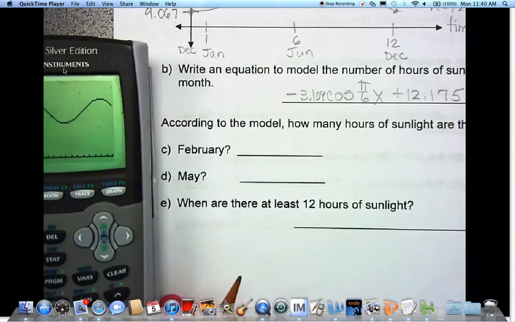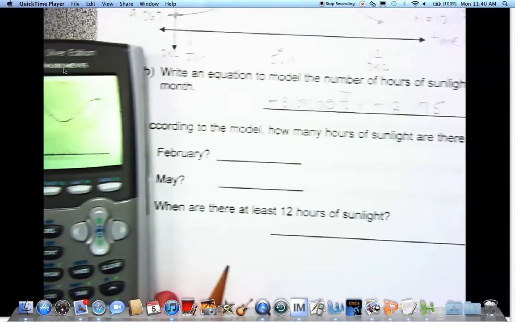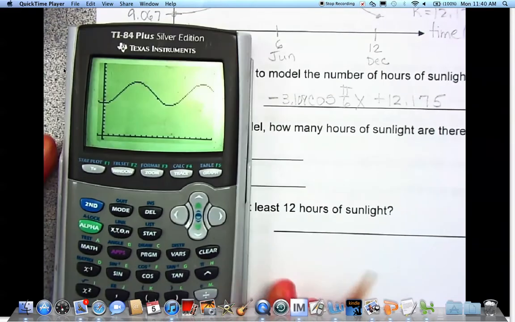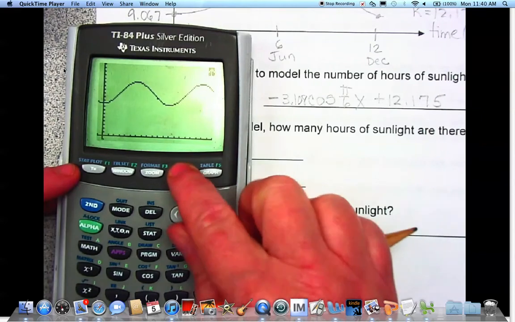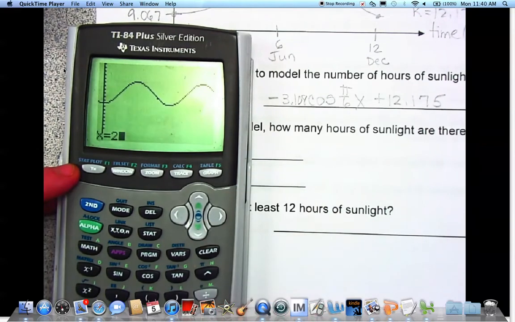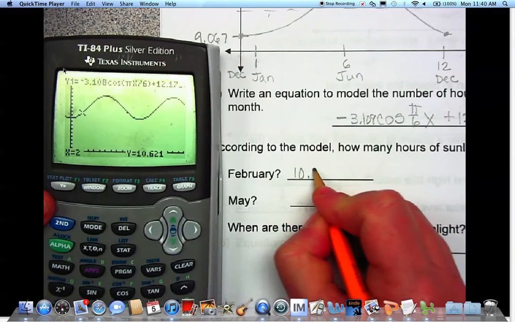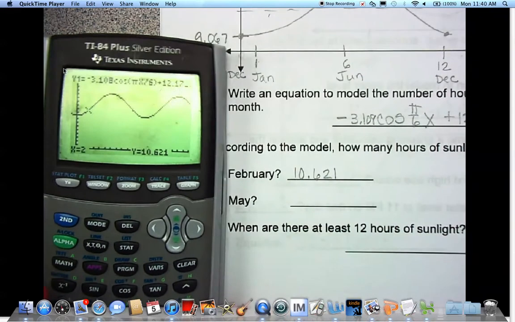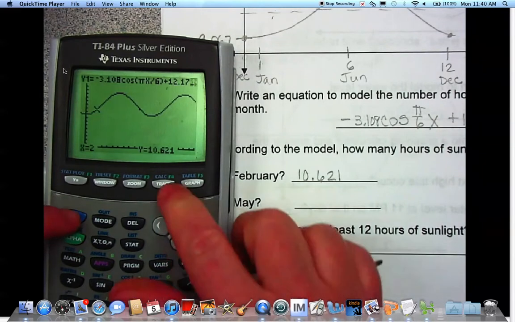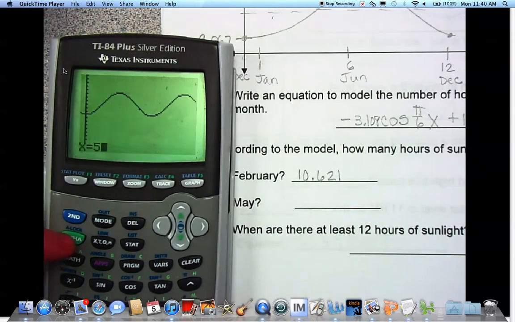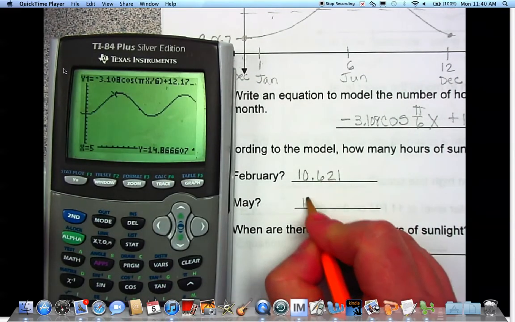All right, according to the model, how many hours of sunlight are there in February? What month is February? 2. Second calc, value 2. 10.621 hours of daylight. How about May? 5. 14.867.